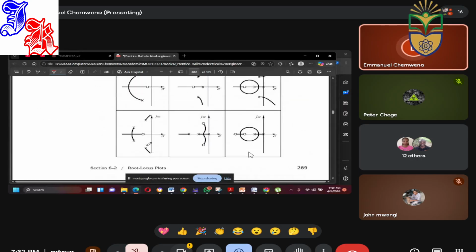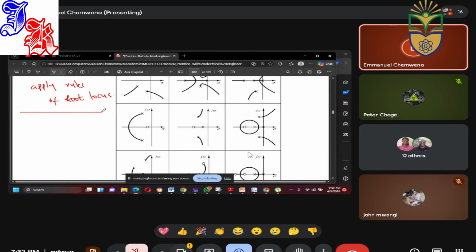I think with that, I will want to end today's session, because now we have cleared the root locus. But to remember, the rules are 10. Number 1 is symmetry. Number 2, origin and termination. From a pole to a 0, or pole to infinity, or from infinity to a 0.